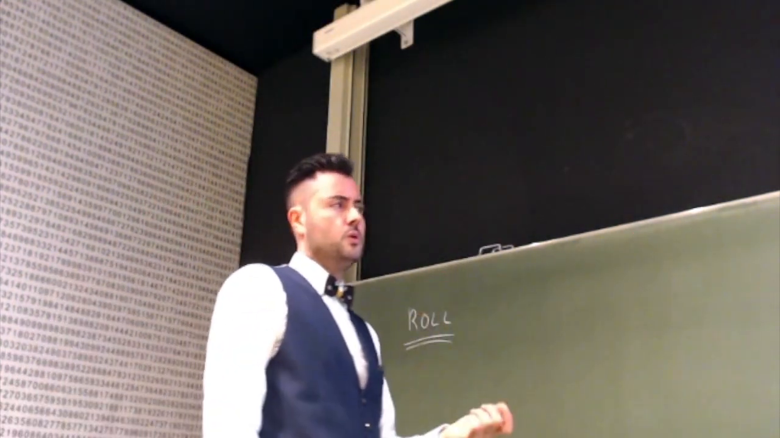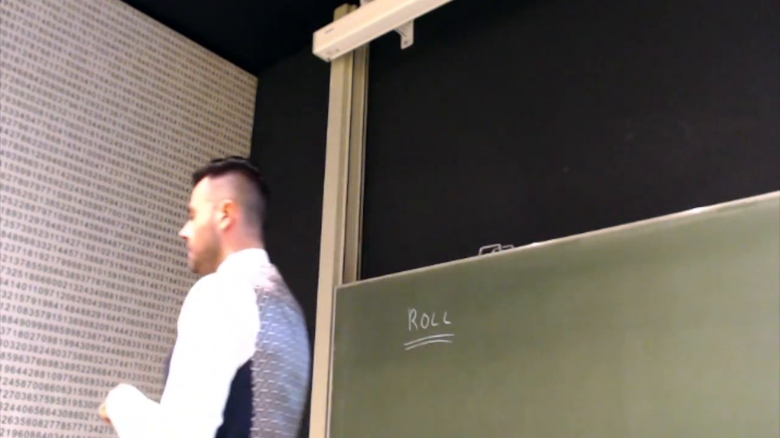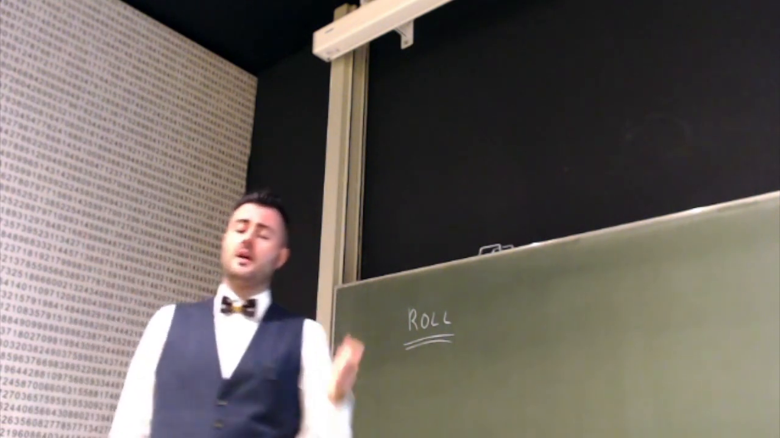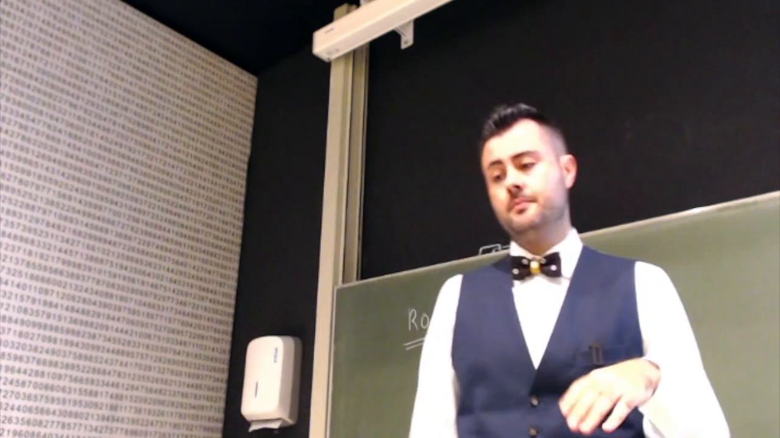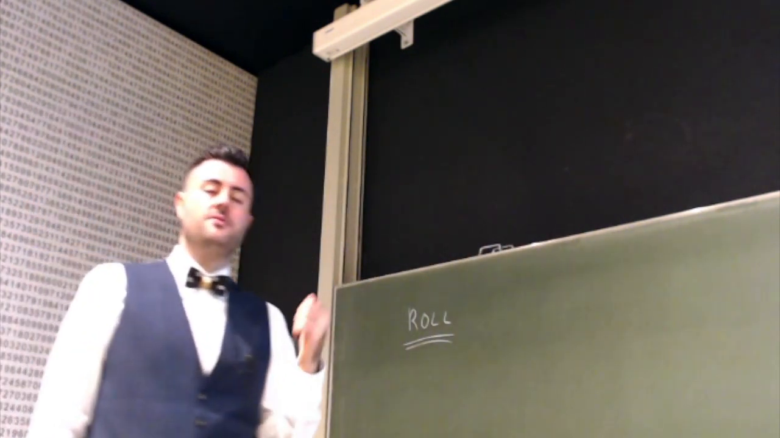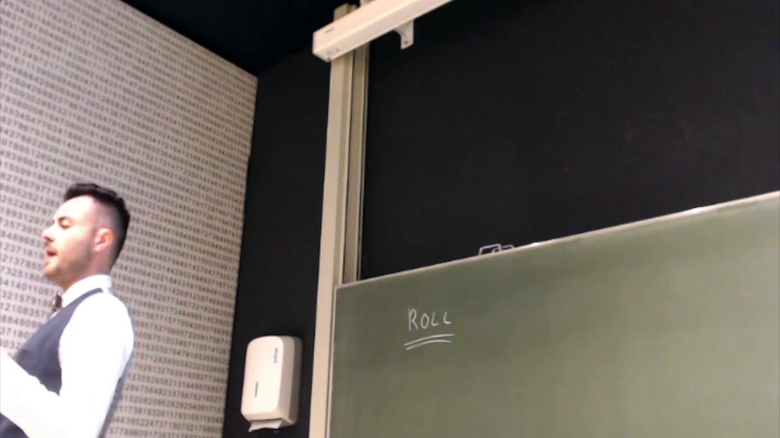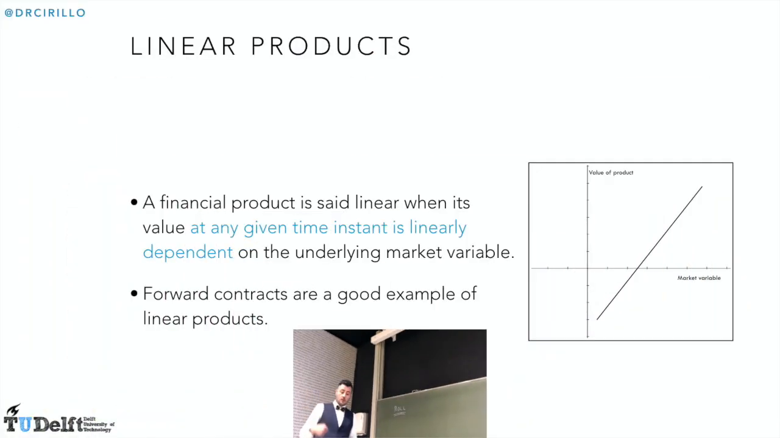Now, why is it important to use gamma and not only delta? Because most financial products are essentially nonlinear products. What do I mean? Let's define what a linear product is first. A linear product is any financial product whose value is linearly dependent on the value of the underlying asset. If the value of my portfolio linearly depends, so can be expressed as a line, on the value of the underlying asset, that's a linear product.